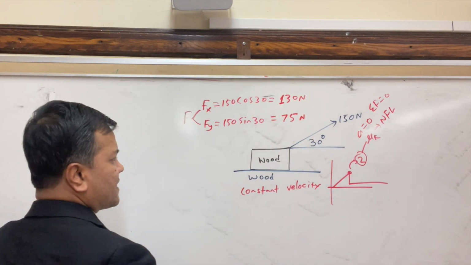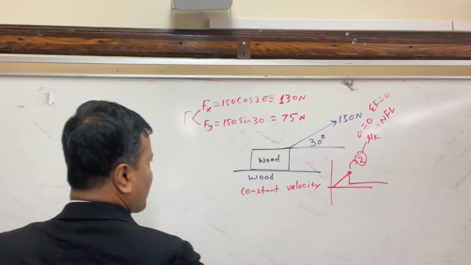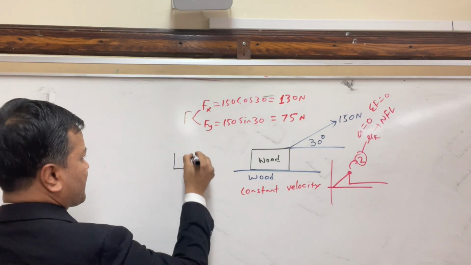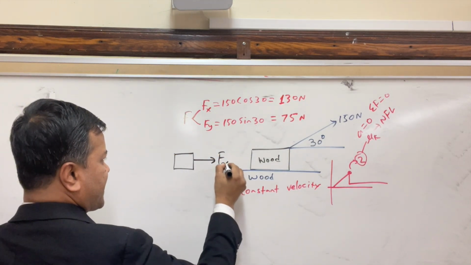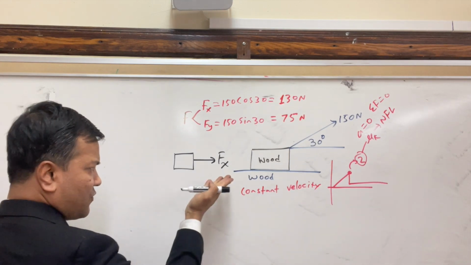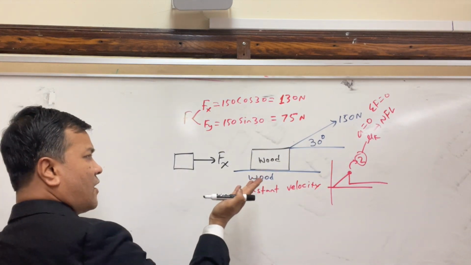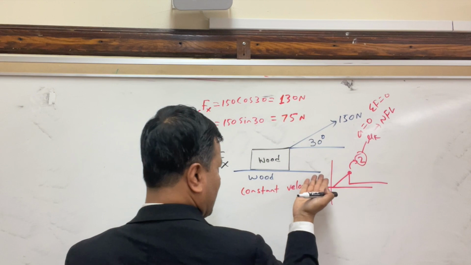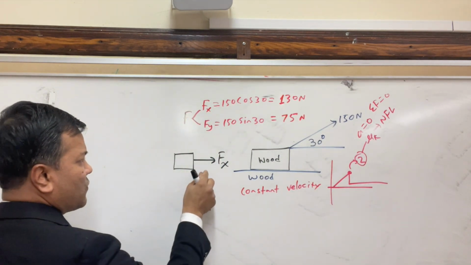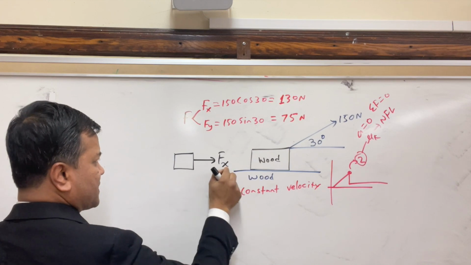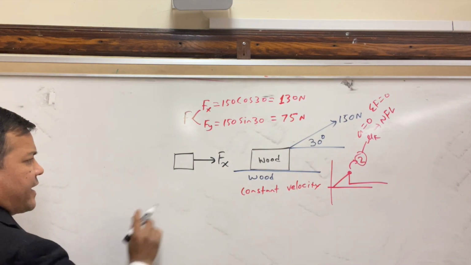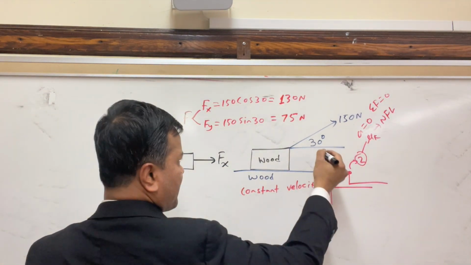What does that mean? That means the box, both components. The x component, because it is moving, is never off the ground. It is moving on the wood. Which force allows it to move on the wood? The x component. So the x component of the applied force.